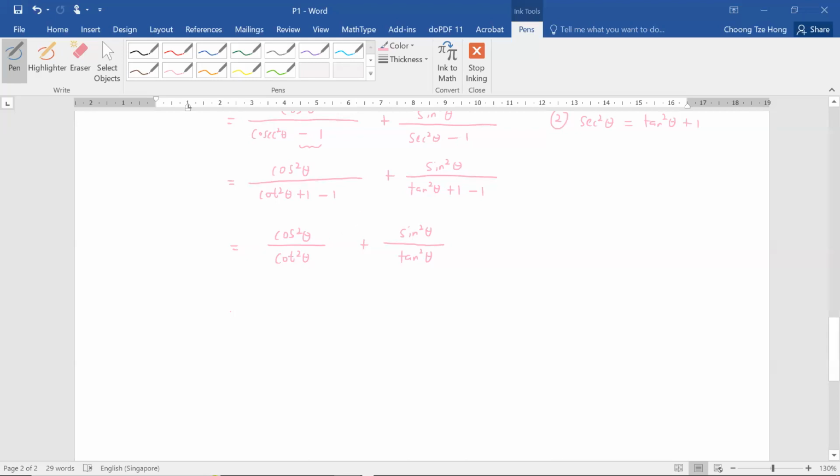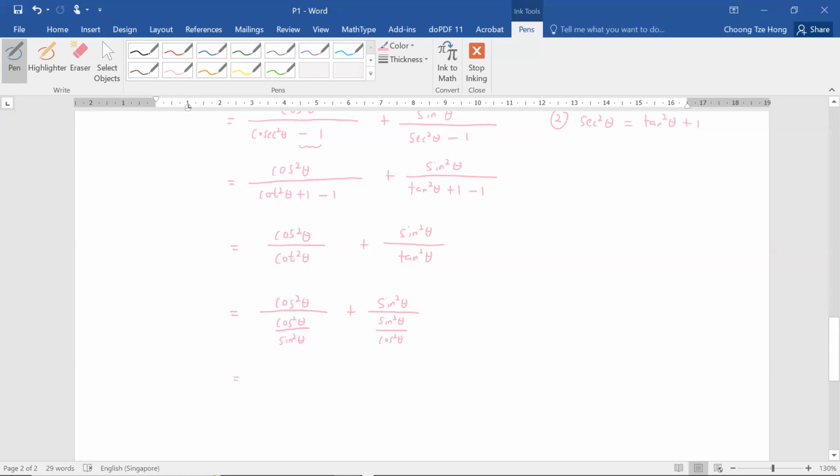Then from here, we can simplify further. If you want to simplify cosine square over cotangent square, you will try to convert cotangent into cosine over sine, and that's what we're going to do. So this is going to be cosine square theta over cosine square theta over sine square theta. Cotangent is cosine over sine. Then we'll do likewise for this. Tangent square theta is sine square theta over cosine square theta.